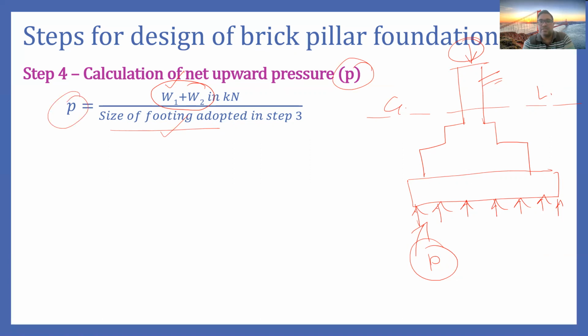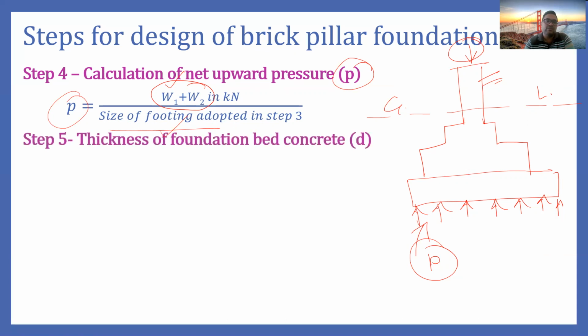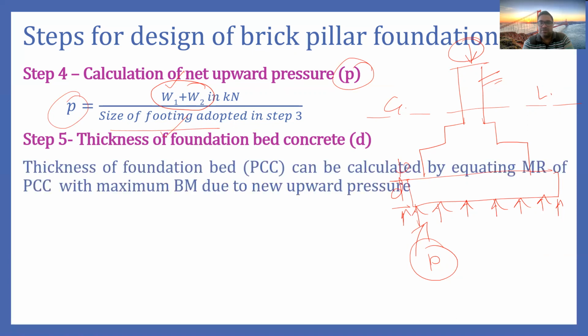So after calculating the net upward pressure, we will then calculate the thickness of foundation bed. Thickness of foundation bed means this one. So we can consider this as small d. So thickness of foundation bed basically depends. I mean, we can use a relation to calculate this. So here I have written thickness of foundation bed can be calculated by equating the moment of resistance of PCC with the maximum bending moment due to net upward pressure.